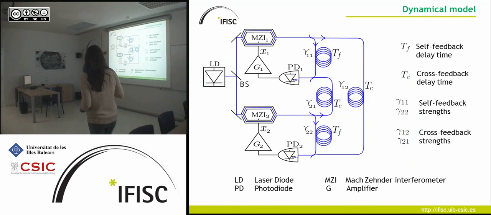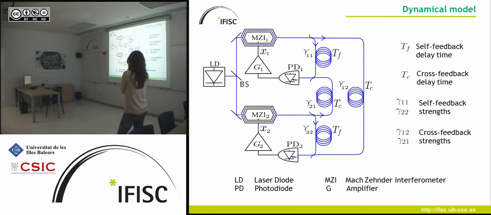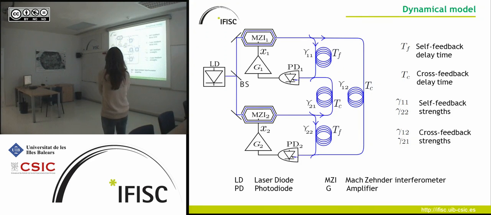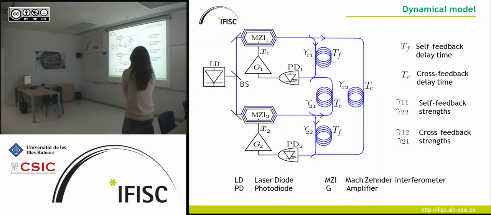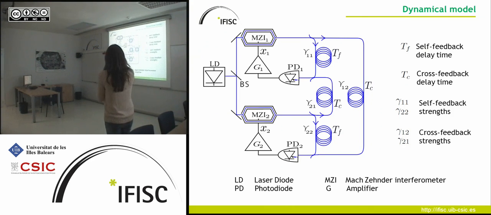At the end, the self and the cross feedbacks are combined and are detected by a photodiode. The signal then is amplified. This is an electric signal, here represented in black. And this electric signal is used to modulate one of the branches of the Mach-Zehnder interferometer. Again, we have here a nonlinearity due to the difference between these 2 branches for the 2 systems. And this system is more complex because the 2 loops are coupled.